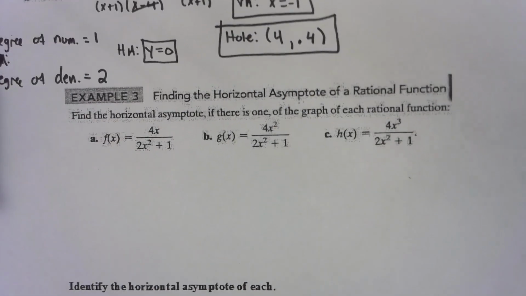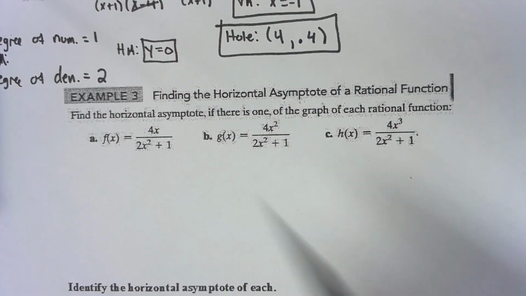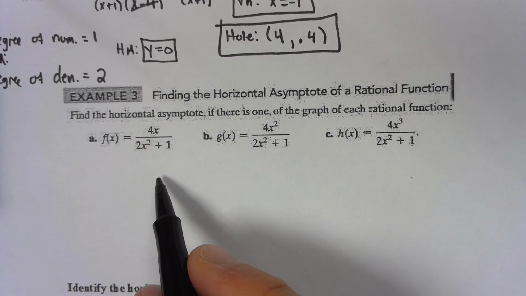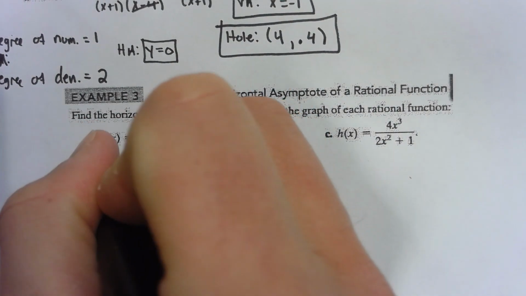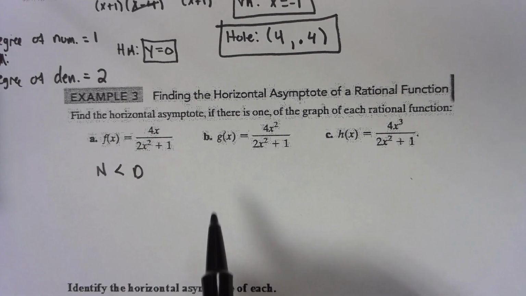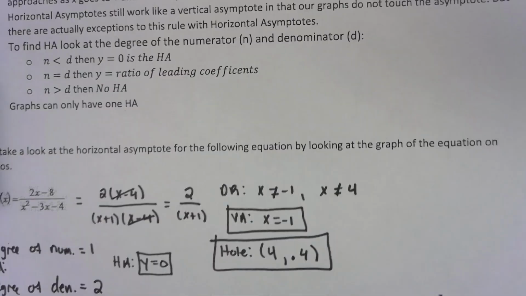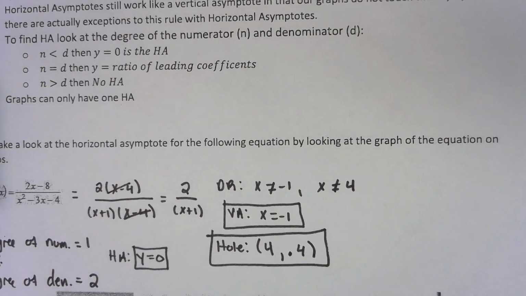3, and 4. Okay, so once again, we are comparing the degrees of the numerator and the denominator. So here, the numerator degree is 1, the denominator is 2. So we'd say that the numerator is less than the denominator. Now, this is helpful if you are using the rule: N is less than D, that means y equals 0 is the horizontal asymptote.